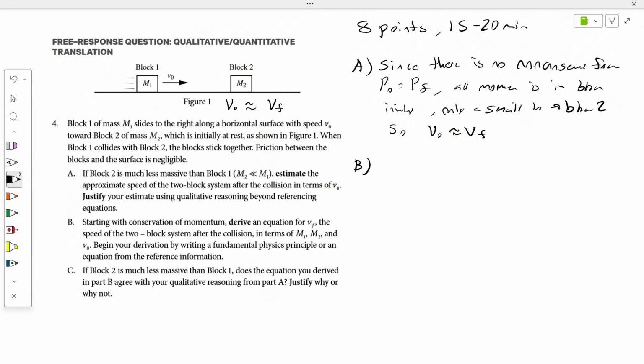Okay, so that was a bit scrappy of a response, so you would want to write an actual good paragraph, but that's the general idea. The momentum is conserved, all the momentum is in the initial block, and block 2 is not going to have much momentum compared to block 1 after the collision since the mass is so small. Okay, and so that's basically what we want to say.